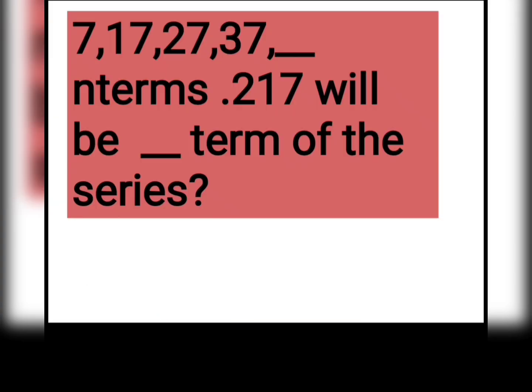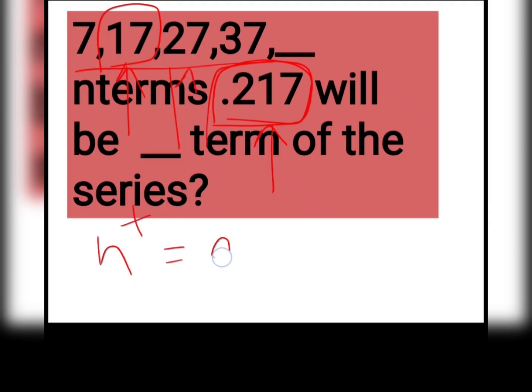Here one more type of question can be asked in arithmetic progression, in which a series is given. When will 217 come in the series? See, if you are asked when will 17 come, you will say at the second position. When will 27 come? It is in the third position. Likewise, when will 217 come? This can be found. The nth term will be equal to a plus n minus 1 into d.